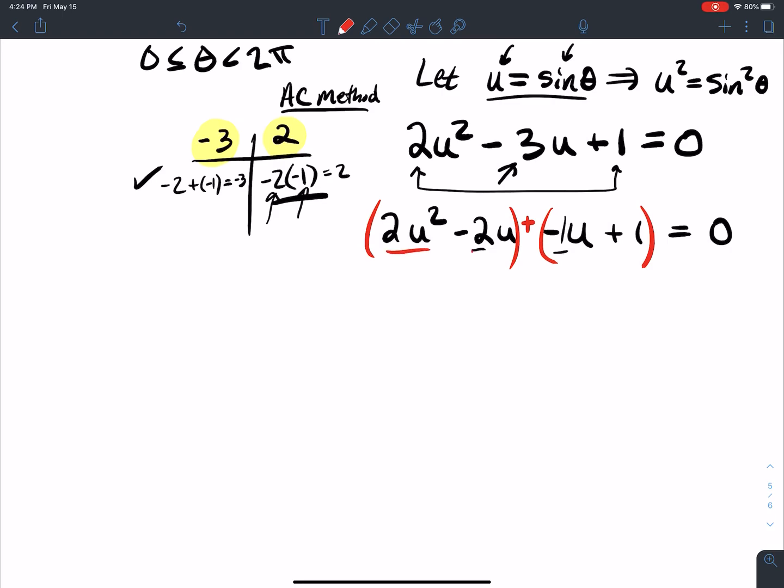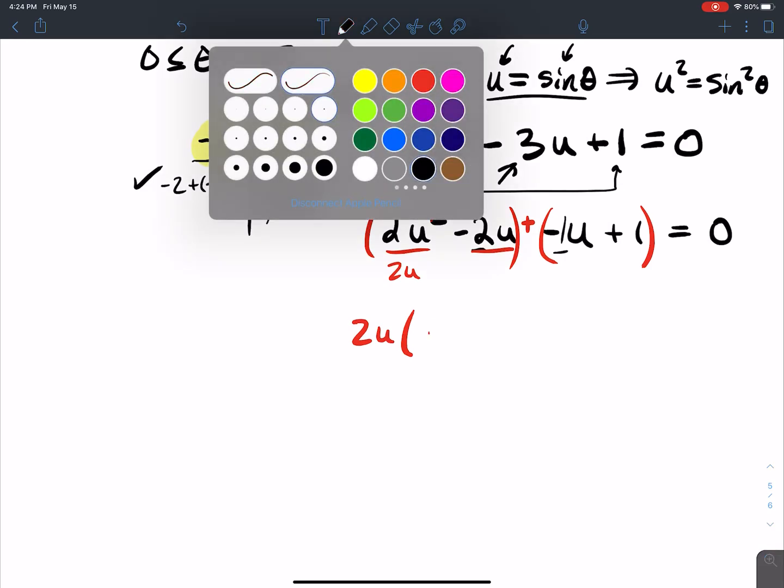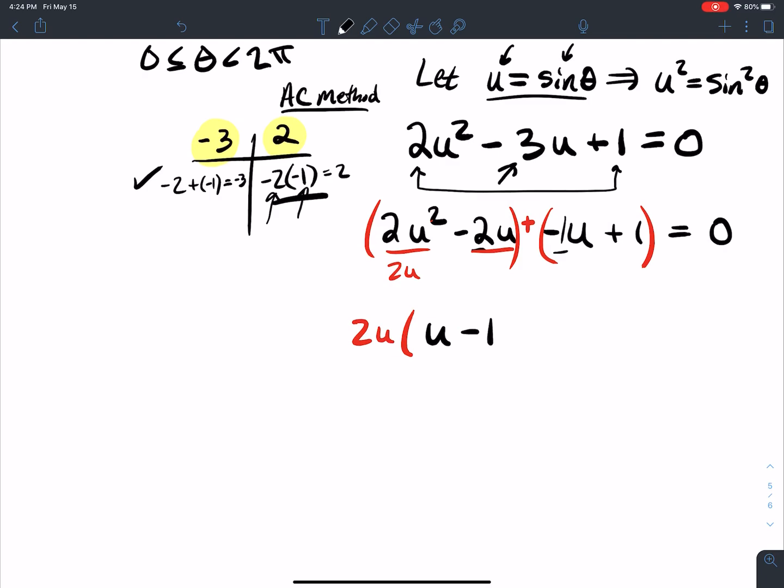So what can I do? GCF both of these. I can take a 2u out. If I take a 2u out, what do I have left? I have u, so a u left inside, and then a minus 1. I close the parentheses there. Now, what's inside here is a negative u plus 1. I want it to look just like this here, so I'm going to pull out a negative 1. And what do I have left whenever I divide through by negative 1? Well, I have u minus 1, which is exactly what I wanted in there. So that's equal to 0.